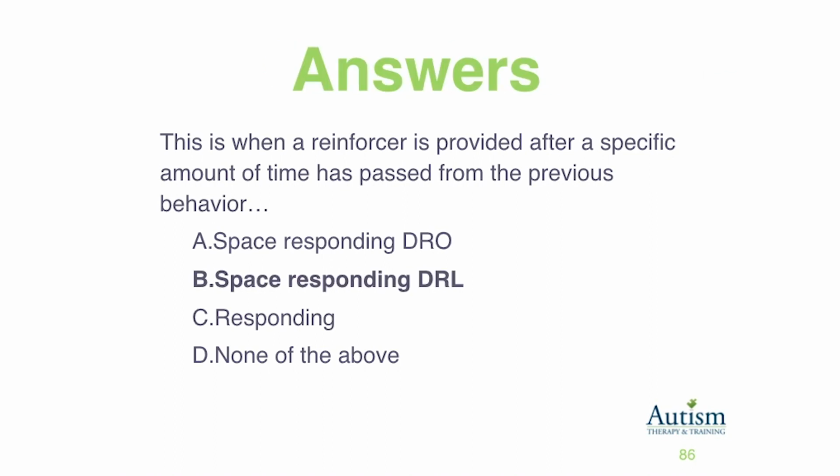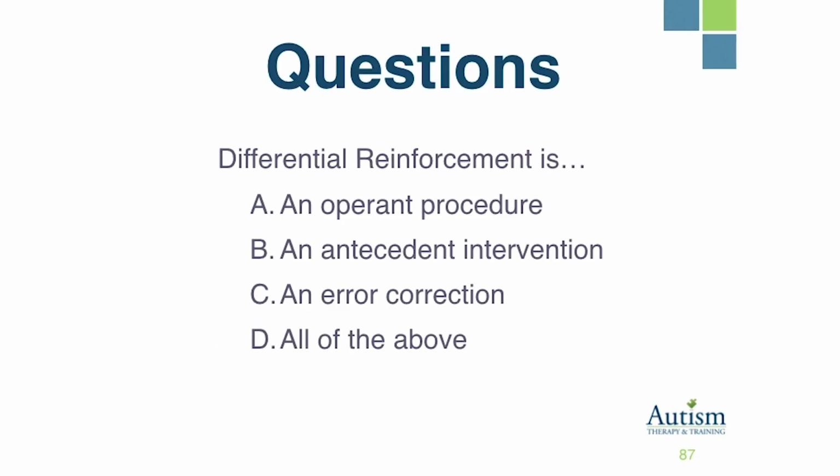And the correct response is B. Spaced responding DRL. Differential reinforcement is A. An operant procedure, B. An antecedent intervention, C. An error correction, or D. All of the above.